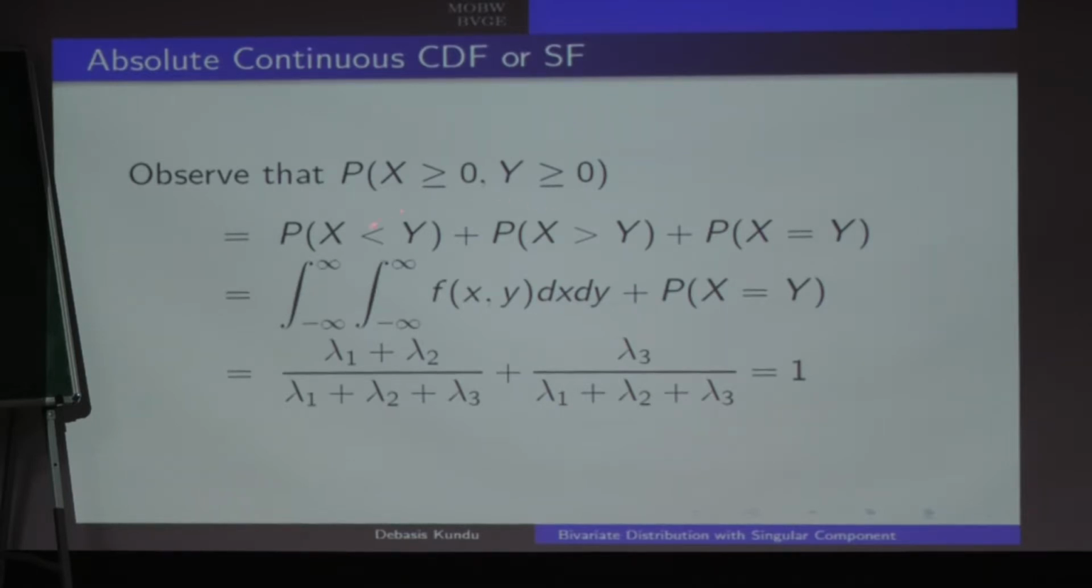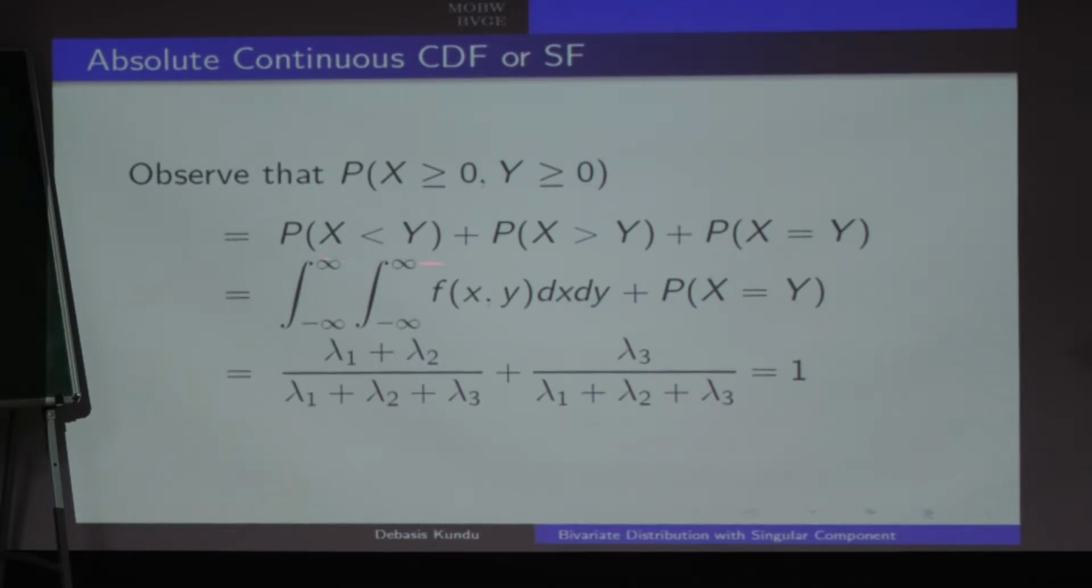So these things I should be able to split up: probability x less than y, probability x greater than y, probability x equal to y. Naturally, because that's what I'm looking at, the whole space. So this is less than y, this is greater than y, this is equal to y.